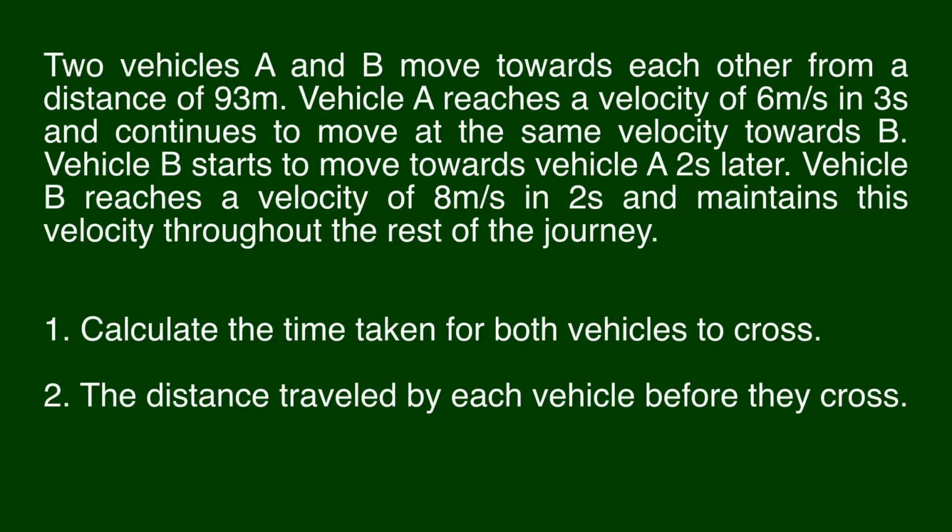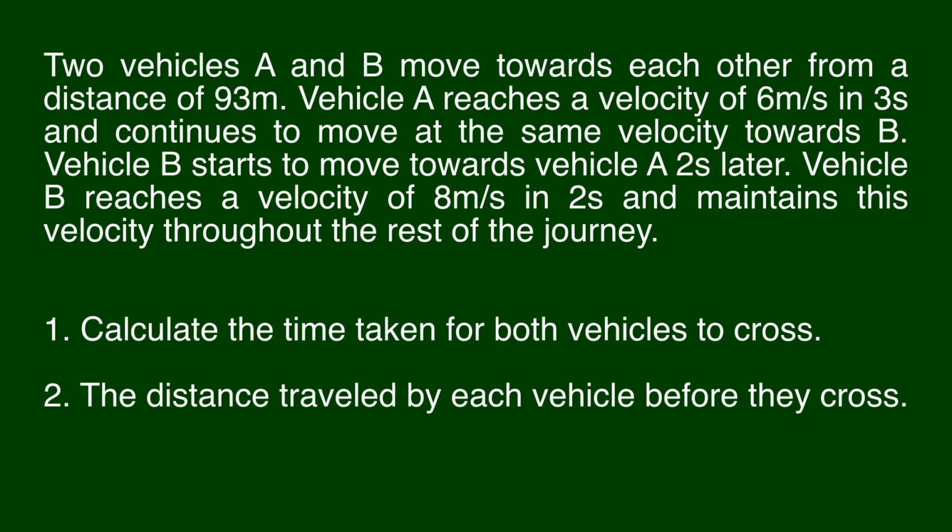Let's solve this question together. 2 vehicles, A and B, move towards each other from a distance of 93 meters. Vehicle A reaches a velocity of 6 meters per second in 3 seconds, and continues to move at the same velocity towards B. Vehicle B starts to move towards Vehicle A after 2 seconds. Vehicle B reaches a velocity of 8 meters per second in 2 seconds, and maintains this velocity throughout the rest of the journey. You need to calculate the time taken for both these vehicles to cross, and the distance that these 2 vehicles have traveled before they cross.